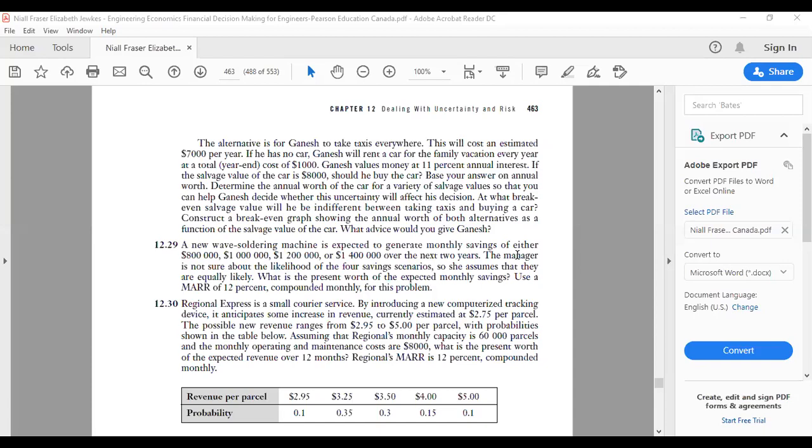All right, guys, so we're going to start by working with a question here. Question 12.29: a new wave soldering machine is expected to generate monthly savings of either 800,000, 1 million, 1.2 million, or 1.4 million over the next 2 years. The manager is not sure about the likelihood of the four saving scenarios, so she assumes that they are equally likely. So what is the present worth of the expected monthly savings? Use a MAR of 12% compounded monthly for this problem.